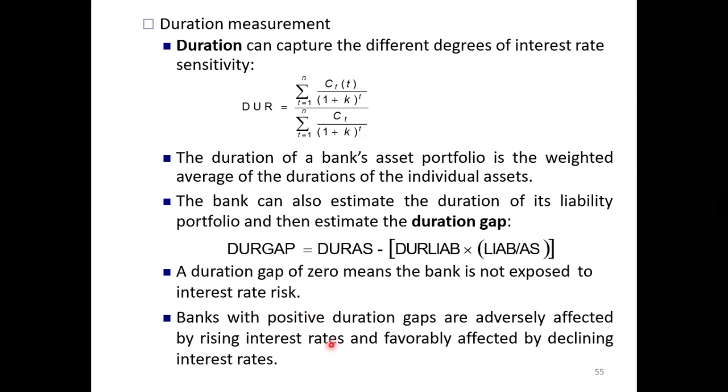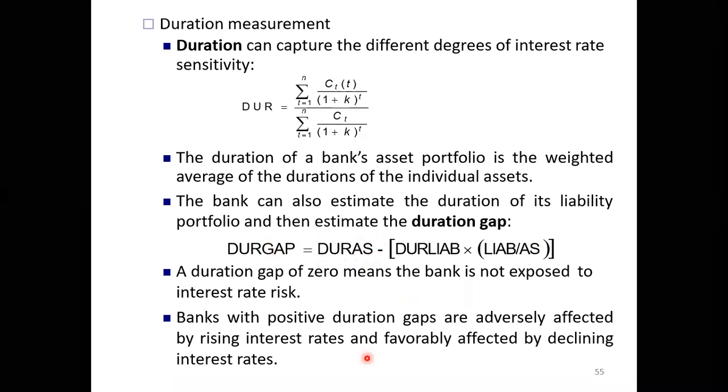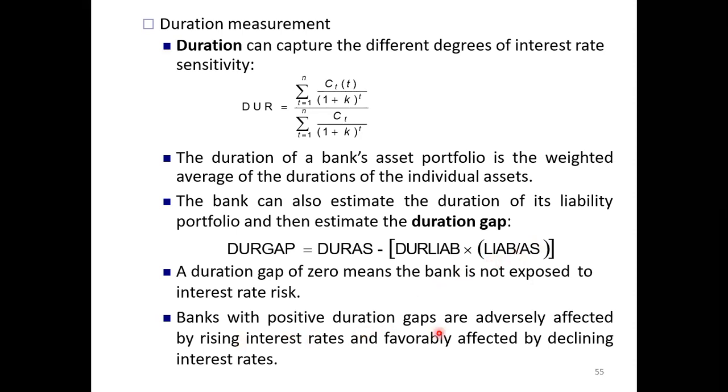So for banks with a positive duration gap, it means the duration of assets is higher than the liabilities side. So banks with a positive duration gap are adversely affected, right? Badly affected by rising interest rates and favorably affected by declining interest rates. So if the duration gap is positive when interest rate increases, then the bank will be adversely affected. But if the gap is negative, the bank will be favorably affected, right?